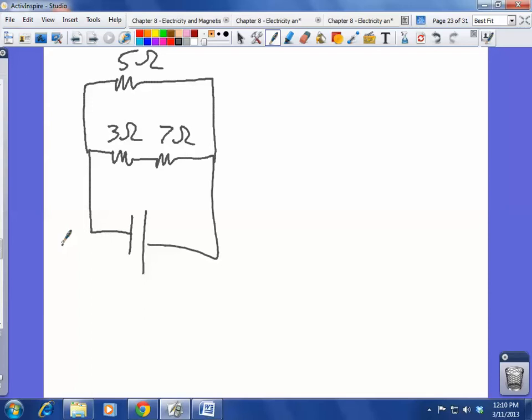Are you stuck? Yeah, we both started, but I don't know how to start it off. Okay. Can someone say where the easiest place to start this would be? Because these are in series with each other, the first thing we can do is add those together.